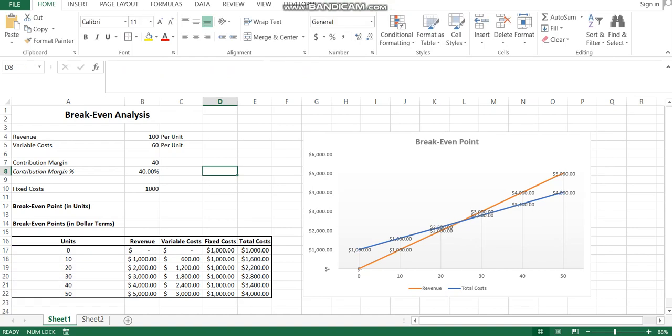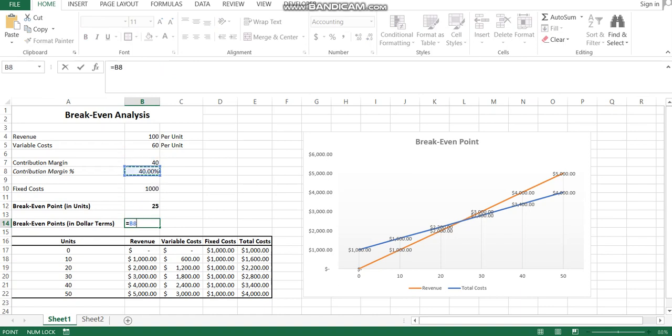Now let's also find out with the formula. Let's divide the fixed cost by the contribution margin. 25 means 25 units must be sold to achieve break-even point, or alternatively we can also calculate in dollar terms.